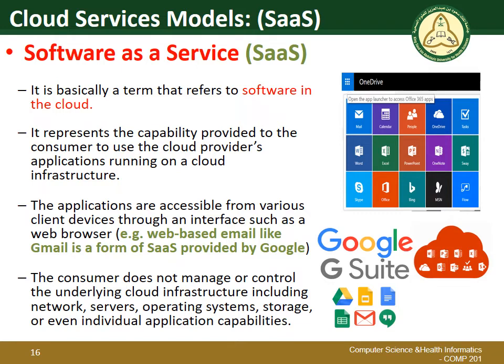This is again more elaborate on software as a service. It just basically refers to software in the cloud, software to be consumed over the internet. And it represents the capability provided to the consumers, the cloud provider's application running on a cloud infrastructure. So as we mentioned, an example is web-based email like Gmail, right, which is a SaaS cloud service. And the end users don't really manage or control any infrastructure with that software as a service, or any operating system. These are all for infrastructure as a service.